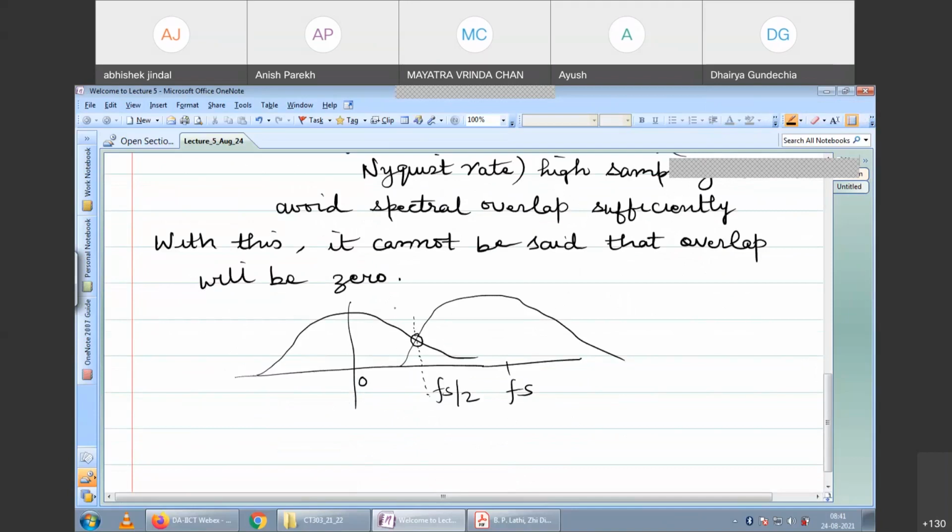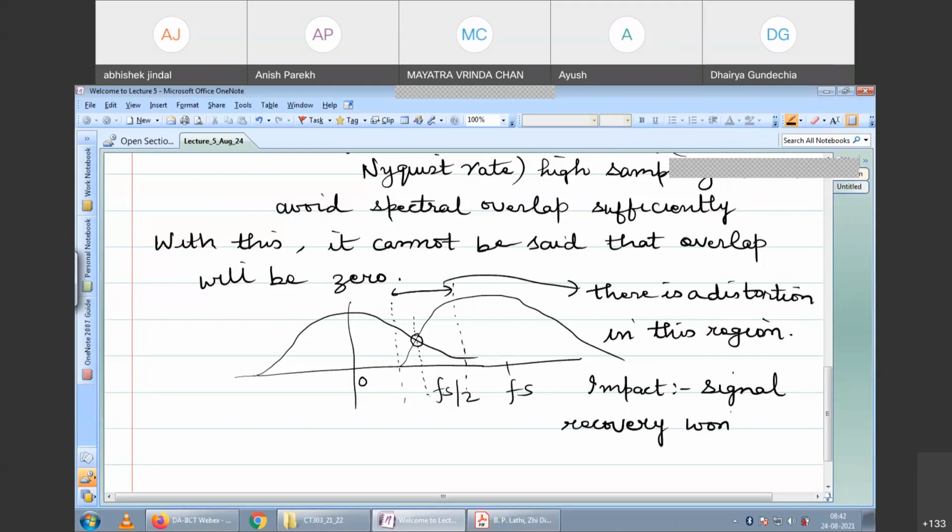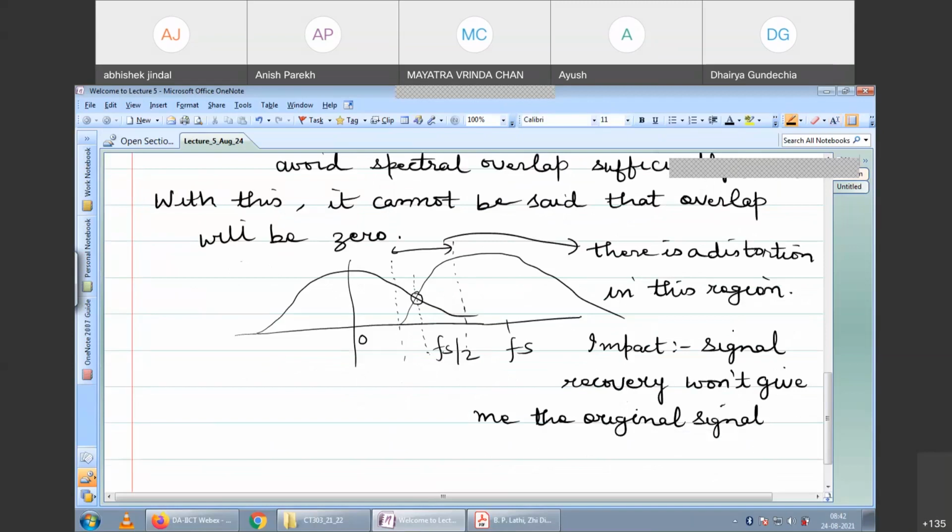Now, what happens because of this is that in this region the spectrum distorts. There is a distortion in this region. What will be the impact? Clearly, signal recovery won't give me the original signal back exactly. It will have some sort of issue. It will be a distorted copy of the original.